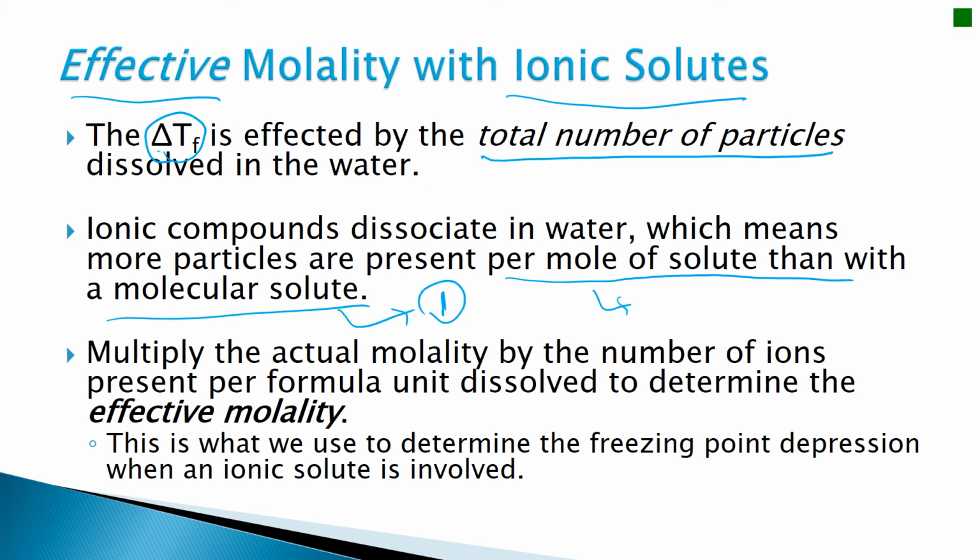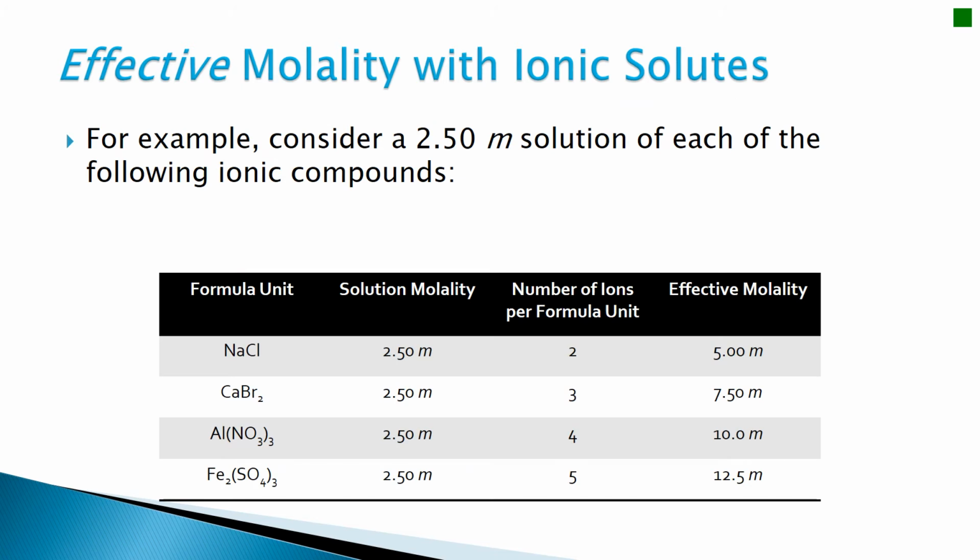With ionic compounds, it can give off 2, 3, 4, 5, whatever. What you do is multiply the actual molality by the number of ions present per formula dissolved to determine the effective molality. That is what we use to determine the freezing point depression. So let's just put this into practice.